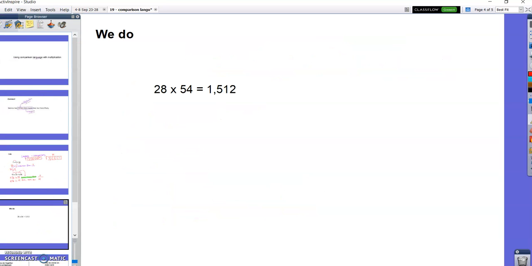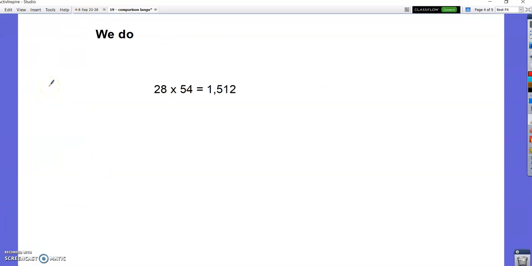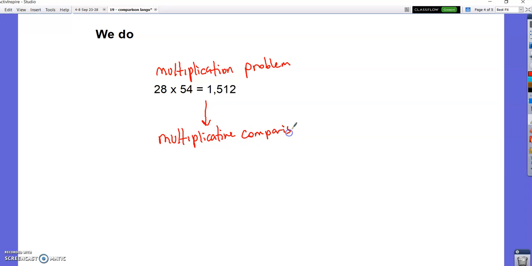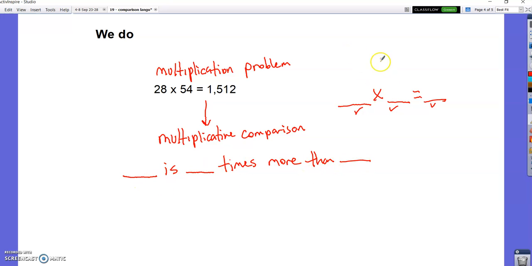So go ahead and open your math notebook, and we'll do one that you wouldn't have memorized. We'll look at this multiplication fact right here. This is a multiplication problem, you would probably call it. And I just want to make sure you know how to turn that into a multiplicative comparison. Remember, we practiced writing those out with something times something equals something else. And when we make that into a sentence, we're still going to have those 3 somethings to fill in. So I'm going to write that out in language as: blank is blank times more than blank. So I have 3 blanks in my sentence, just like when we wrote them out with mathematics.